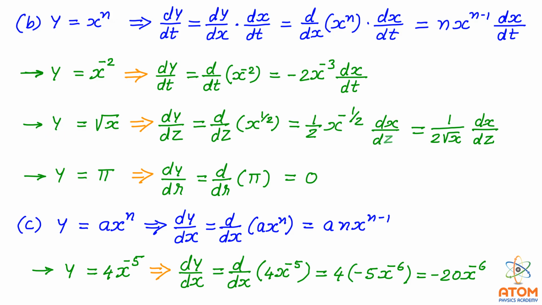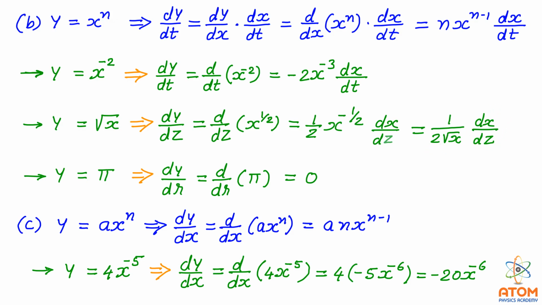Now if y is equal to root x is given and I want to take differentiation of y with respect to z, that means I want to take d by dz of x raised to 1 by 2. See, this is root x, so it is x raised to 1 by 2. Then again I will use the same method, power into multiplication, that is 1 by 2, then power minus 1. So this is power 1 by 2 minus 1 is minus 1 by 2, and derivative of the variable, that is dx by dz. So as a whole I can write it like 1 by 2 root x and dx by dz.